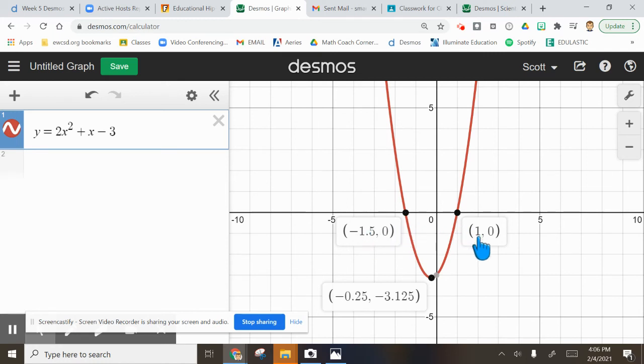So it's something interesting that I want you to understand the vocabulary. Your axis of symmetry is negative 0.25. That's where it's going right here, all right? And then your roots are these two guys right here.